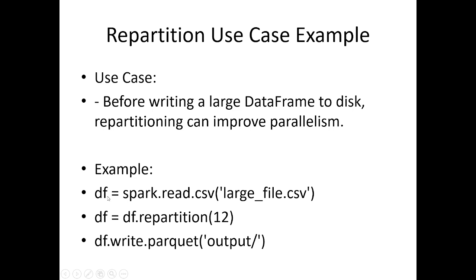Coming to the example, here I'm reading data from a CSV file using spark.read.csv, and I'm doing repartition using 12 partitions. That means it will create 12 partitions and write data into the output folder as 12 partitions. That means it will process 12 parallel tasks.